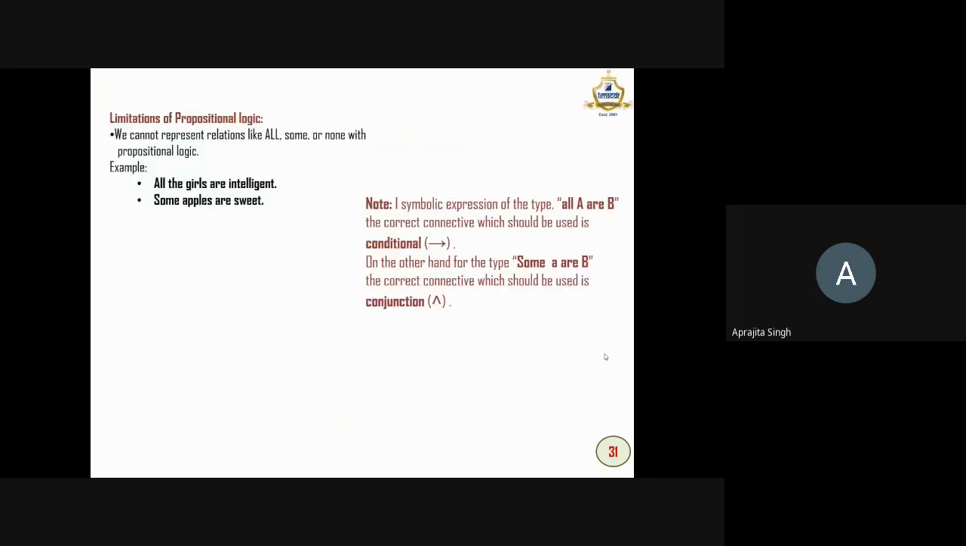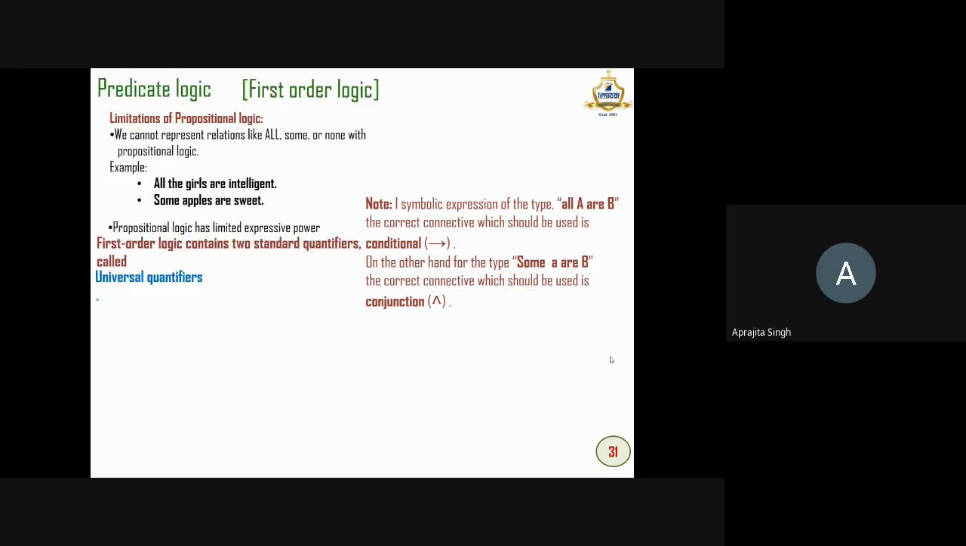What is the limitation of propositional logic? If you want to represent something like for every or for some, it is not possible. Whatever combinations we know right now, we are not able to express for some or for every. So you have something called a universal quantifier and an existential quantifier.